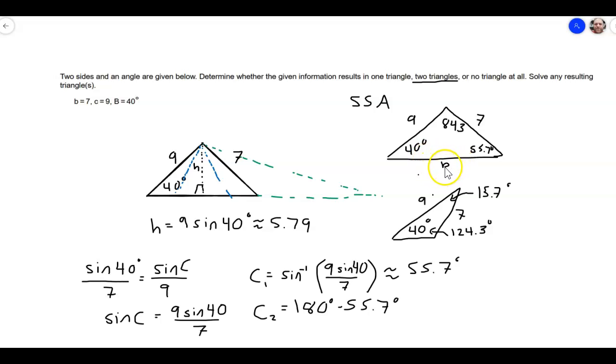And then the last thing that we need to figure out is this last side, which I'll call this one down here B1, and I'll call this one down here B2. And we can do that just using the law of sines. So you can do the sine of 40 degrees over 7 is equal to the sine of 84.3 over B1, and then solve for B1. And then for the second triangle, we can do the sine of 40 degrees over 7 is equal to the sine of 15.7 degrees over B2. And I'll let you all solve that.